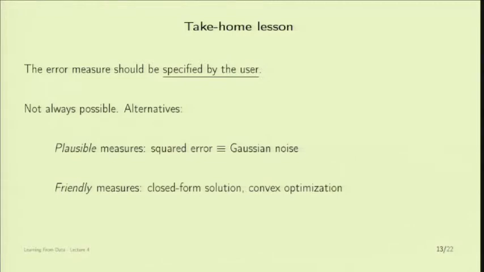So now you resort to either a conceptual appeal, the plausibility, or a practical appeal, which is the friendly aspect, to choose the error measure. This is completely legitimate because in many cases you are not going to have the user-specified error measure. Okay. Now, let us modify the learning diagram once more to introduce the error measure as we defined it.